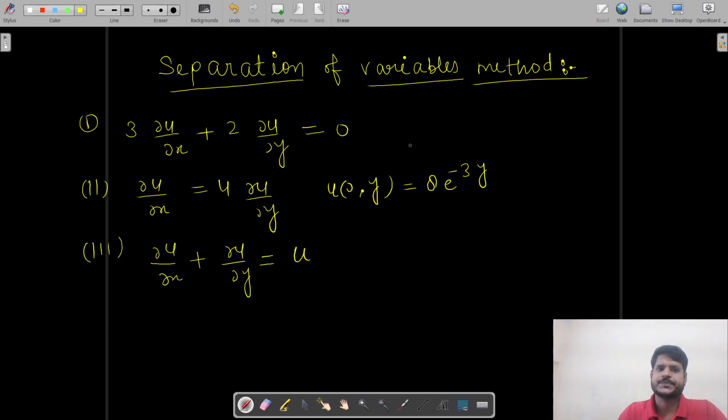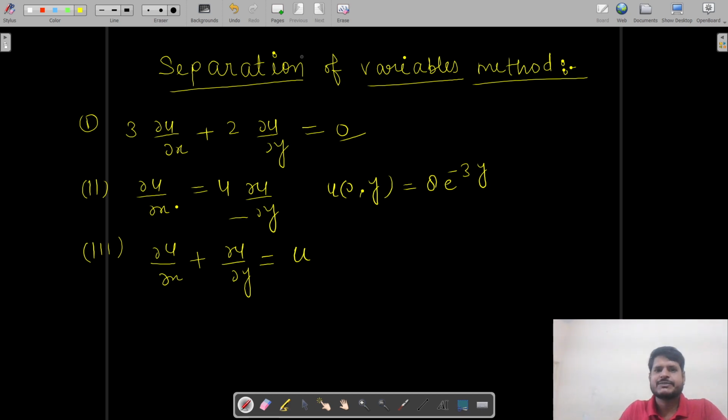Homogeneous means what? You can say this is 0, right? And also if you are going to transfer this term in this direction here, LHS, then also this gives 0, and this is minus u equal to 0. So these all are homogeneous partial differential equations. That's why we can use here separation of variables method. Okay, the name is clear, separation of variables means we will separate the variables.